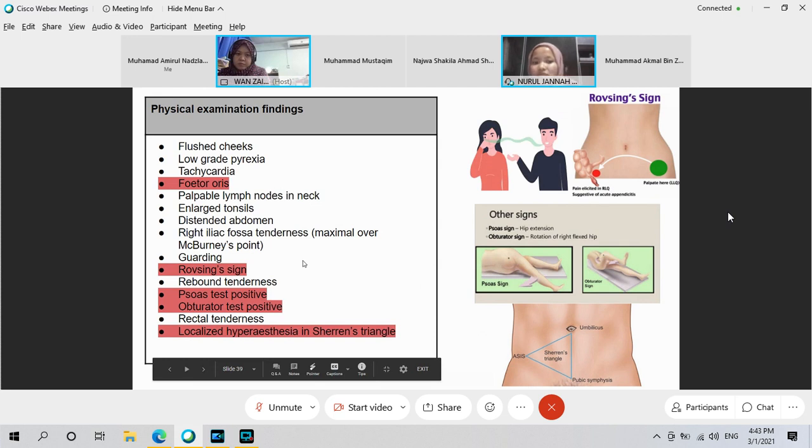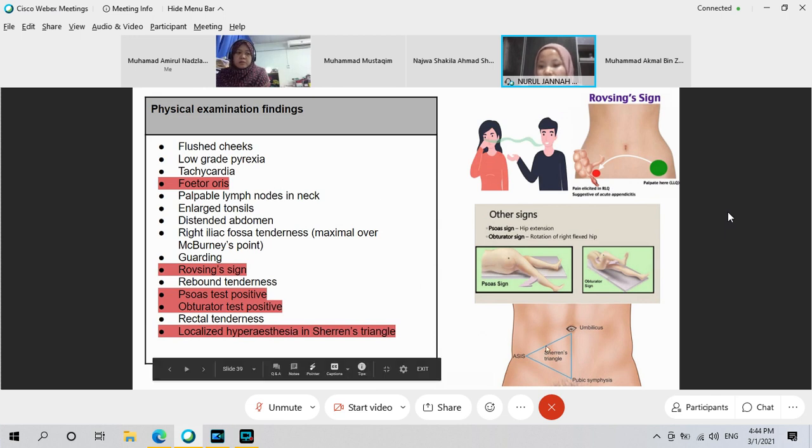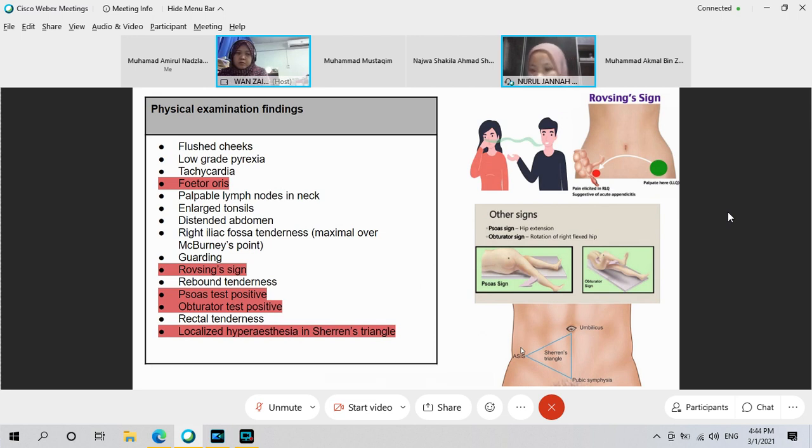And then next is rectal tenderness, and the last one is localized hyperesthesia in Sherren's triangle. Hyperesthesia is an abnormal increased sensitivity to stimulation, such as touch, and it happens in Sherren's triangle. We have three boundaries in Sherren's triangle, which are the anterior superior iliac spine, the umbilicus and the pubic symphysis.